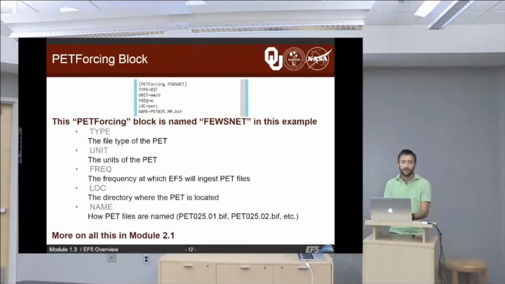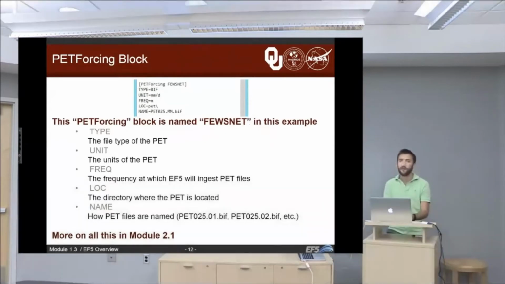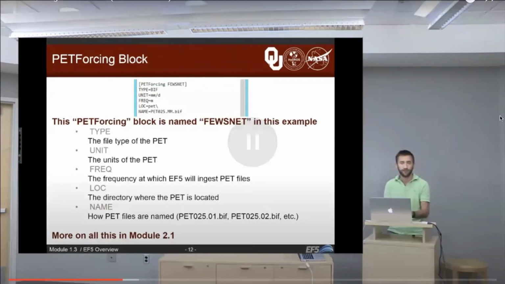The PET forcing block works identically to the precipitation forcing block. In this particular example, there are a couple of interesting differences. Después tenemos el bloque de PET forcing, que se llama, en este ejemplo, FWSNET. One of the differences is the frequency. In this case, we have a lowercase m, which stands for month. So that means that there's only one grid per month. So there's only 12 total. And again, here we also want to make sure that the name consists of some sort of date information.